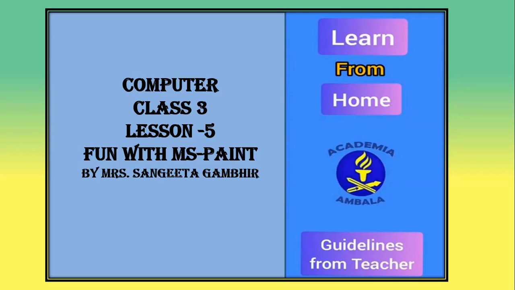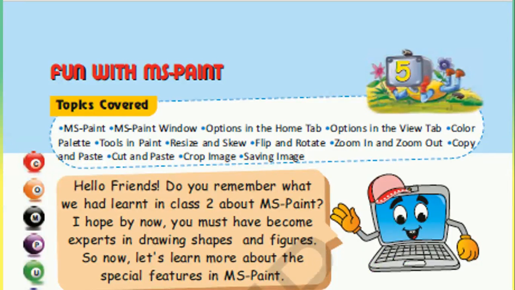This is your computer period and we are going to start with lesson number 5, that is fun with MS Paint. Children, in this chapter, we will be covering the following topics: MS Paint, MS Paint window, options in the Home tab, options in the View tab, color palette, tools in Paint, resize and skew, flip and rotate, zoom in and zoom out, copy and paste, cut and paste, crop image, saving image.